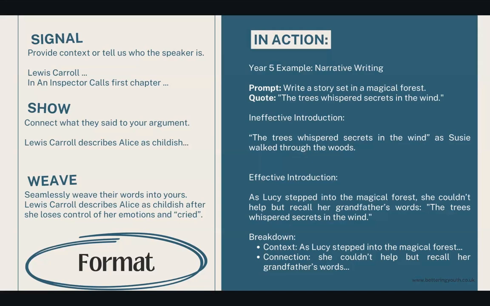Here they are. "The trees whispered secrets in the wind." So the context is Lucy stepped into the magical forest. The connection is she couldn't help but recall her grandfather's words. That's why we're able to pull that quote in effectively.